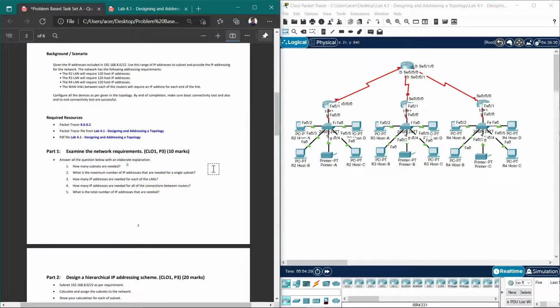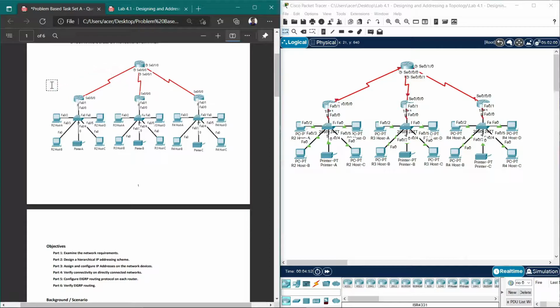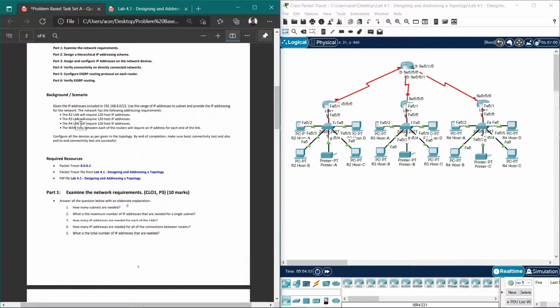For the next question, what is the maximum number of IP addresses that are needed for a single subnet? Here we can see that the R2 LAN, R3 LAN and R4 LAN will each require 120 host IP addresses, and the WAN links do not specify any host IP addresses. But we can also see in the topology that each WAN link will only use 2 IP addresses. Since 120 IP addresses are required for the LAN network, the maximum number of IP addresses needed for a single subnet is 120.